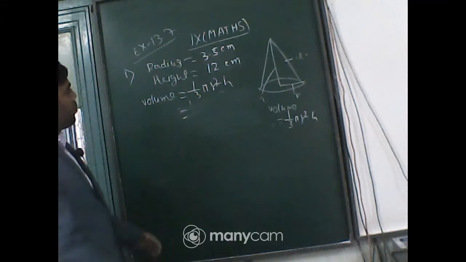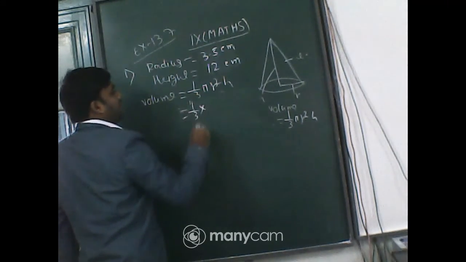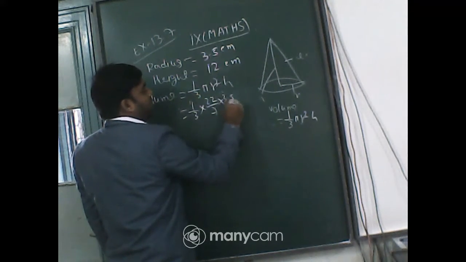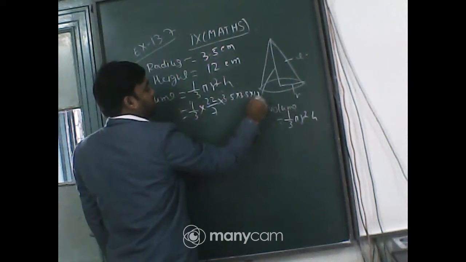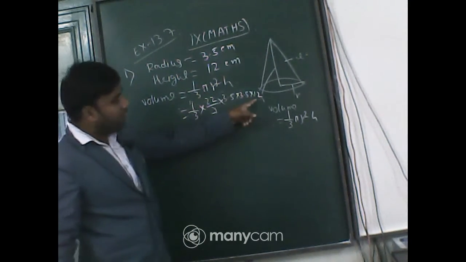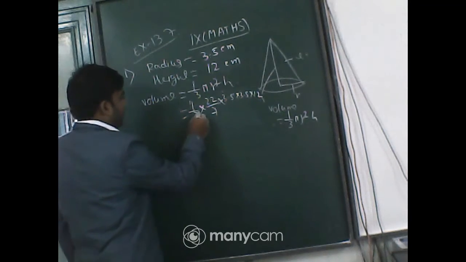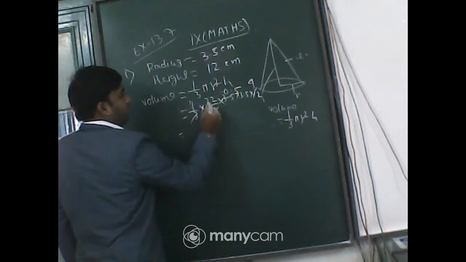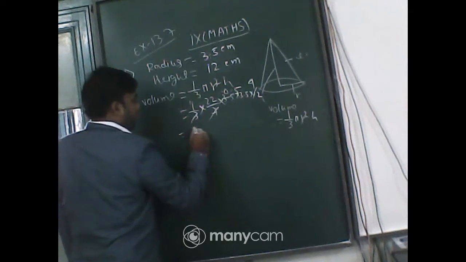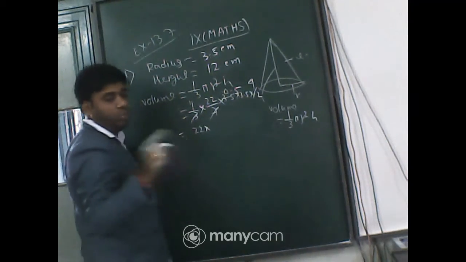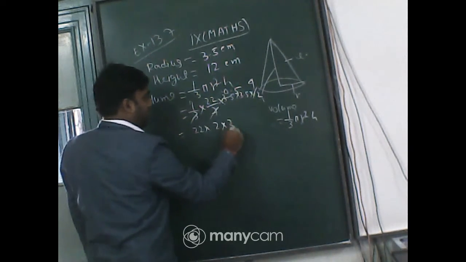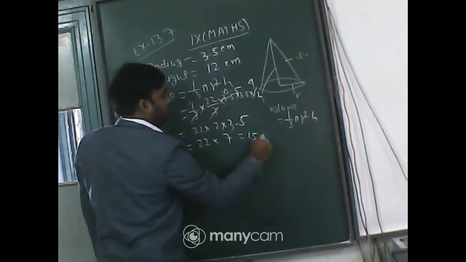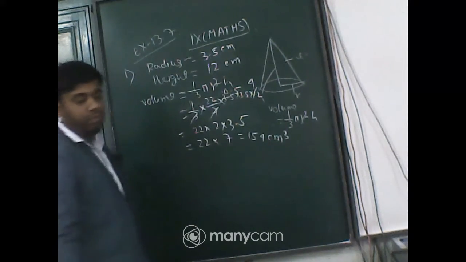That is 1/3 pi r square h. Pi means 22 by 7. R square, students, means 3.5 into 3.5 and h equal to 12. In place of h you can put 12. So 3, 4. Now 7, 0.5. Now 22, 0.5 into 4, 0.5 into 4, that is 2 and 3.5. So 22 into 3.5 into 2, that is 7. So 154 centimeter cube. Okay, 154 centimeter cube.